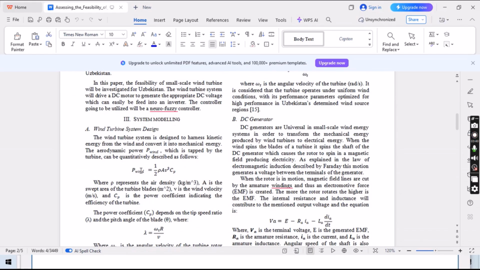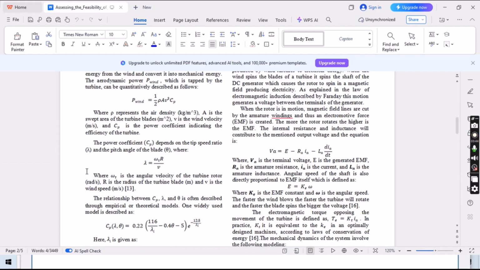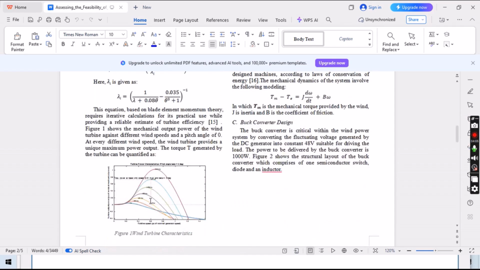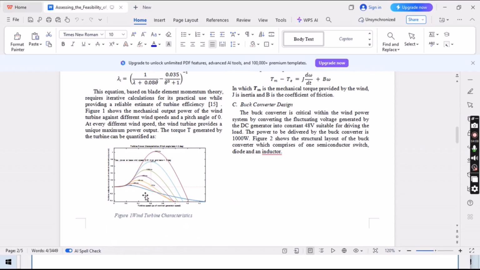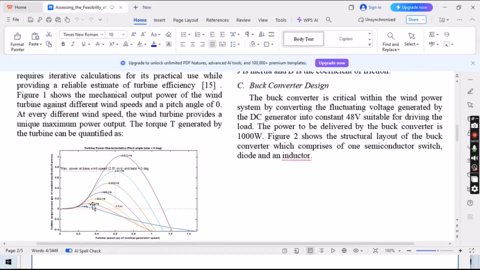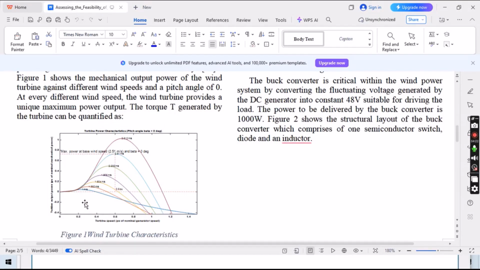This is the system modeling, like how we can use the wind power equations, and how we can use the power coefficient with theta and lambda. Lambda is basically the tip speed ratio, relating the angular velocity of the turbine rotor and the turbine blade. All the equations are used in this paper. Next is the wind turbine characteristics, which define the turbine power characteristics with the pitch angle, according to the wind speed and the turbine output power. The vertical axis is the output power, and the horizontal side represents the turbine speed.